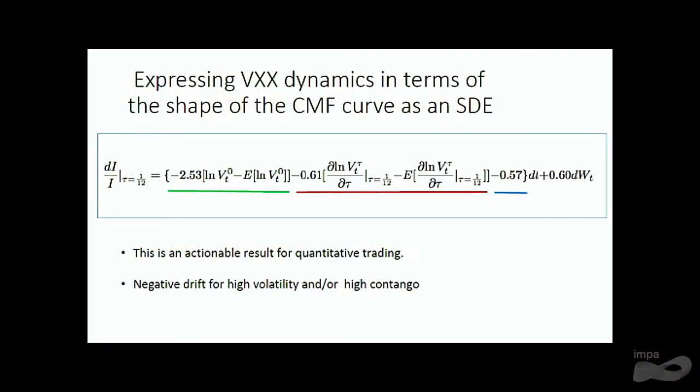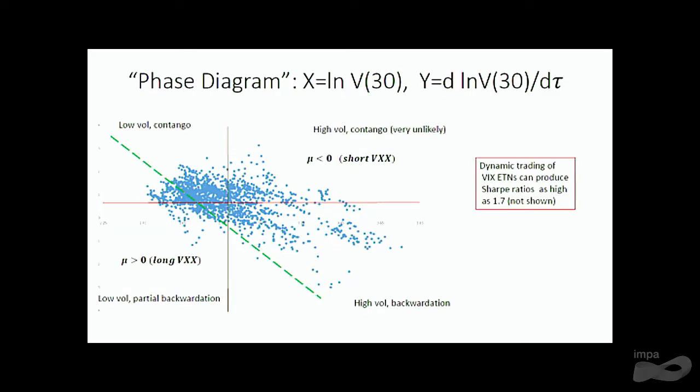So it says the return, the SDE, has 60% vol, local or instantaneous volatility. The other one is a little bit higher because you divide by the rate of mean reversion. And here you see the difference between log level and expected level, contango and expected contango, negative coefficients, plus a negative mean. These things have mean 0. You have a minus 67 drift. This is an actionable result for quantitative trading: negative drift for high volatility and/or high contango.